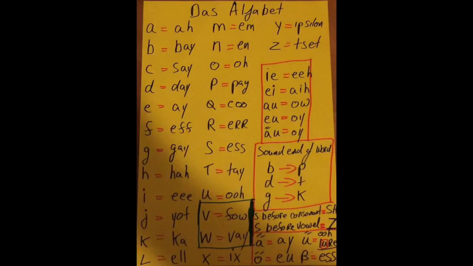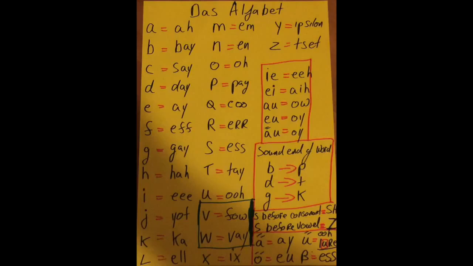Now the next thing you need to know when pronouncing German letters is how two long and short vowels are pronounced together, one after the other. So here we go. IE is pronounced E. EI is pronounced I. AU is pronounced OW. EU and A umlaut U are both pronounced OI. Okay.